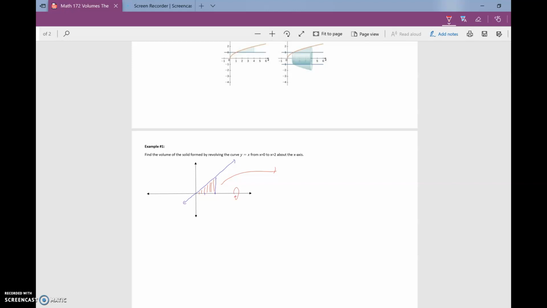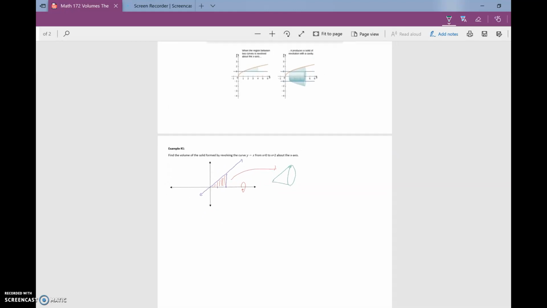So that's going to create the following shape. In this case, this is going to be a cone. Obviously not to scale, and I already messed up the bottom portion. But this is going to be a solid.